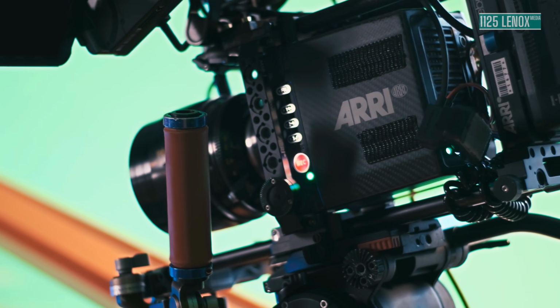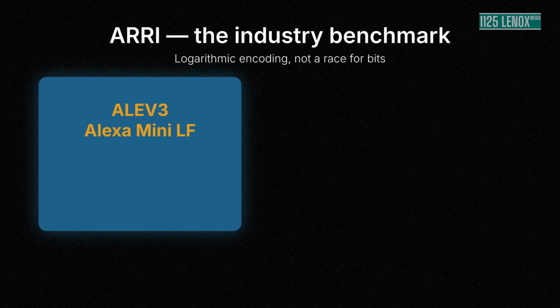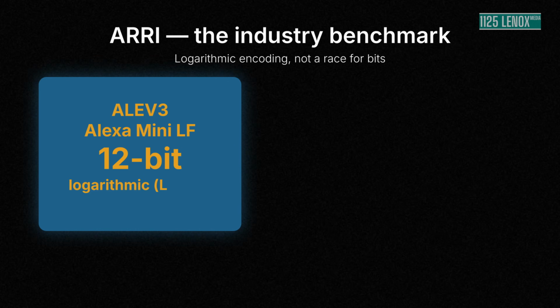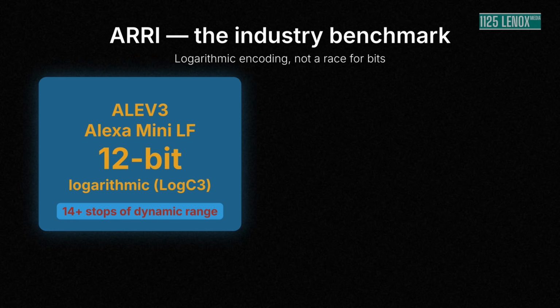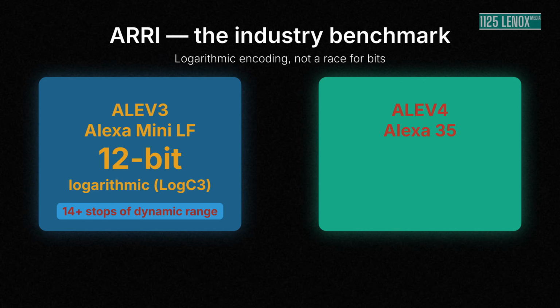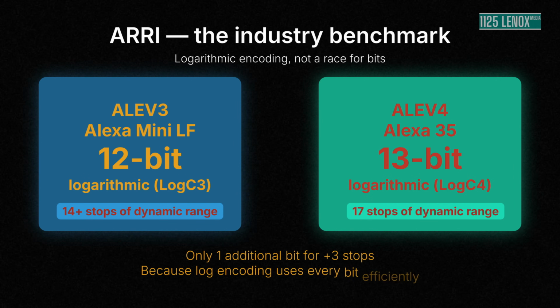So, since we're in the camera business or the filmmaking business, let's use a baseline everyone knows. ARRI on the Alexa with the Aleph 3 sensor uses a 12-bit log encoding for the Aleph 3 sensors with 14 plus stops of dynamic range. The Alexa 35 with 17 plus stops of dynamic range only needs to move that logarithmic encoding up by 1 bit. So on the Alexa 35, you have a 13-bit logarithmic encoding to capture all of that range. Just one single additional bit, not a jump to 16, but just a jump from 12 to 13 because it's logarithmic.